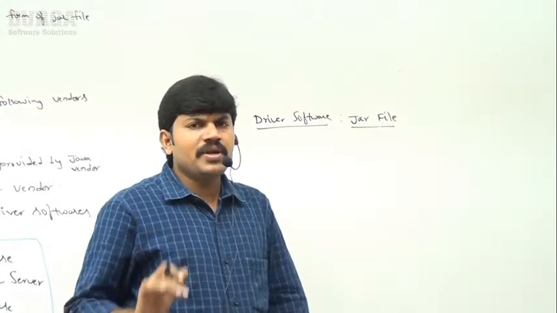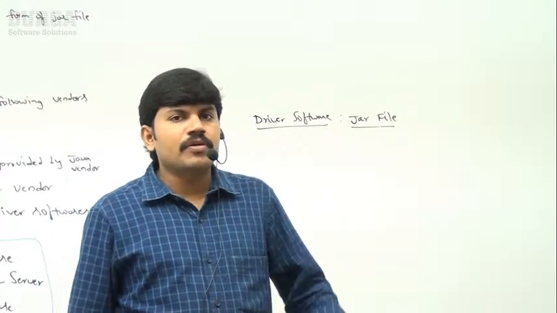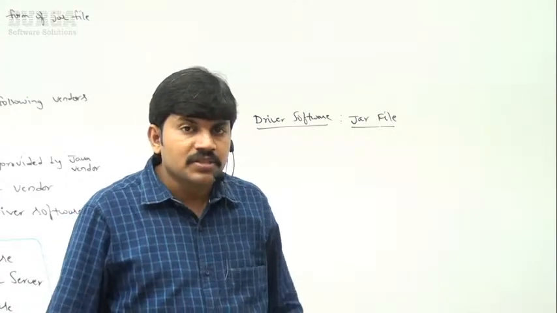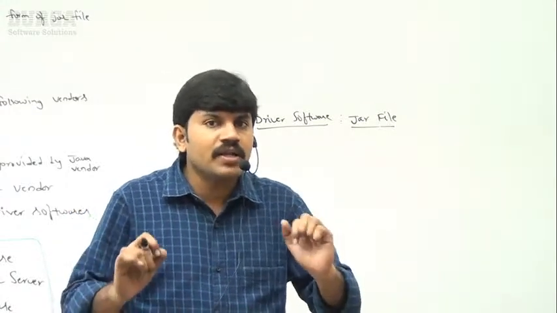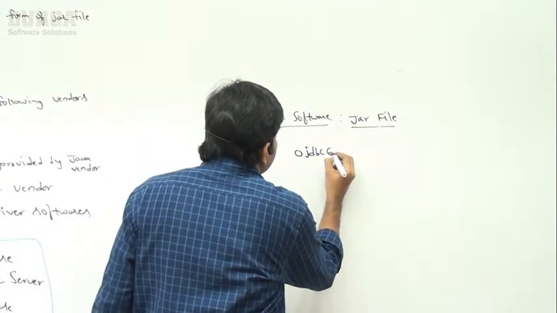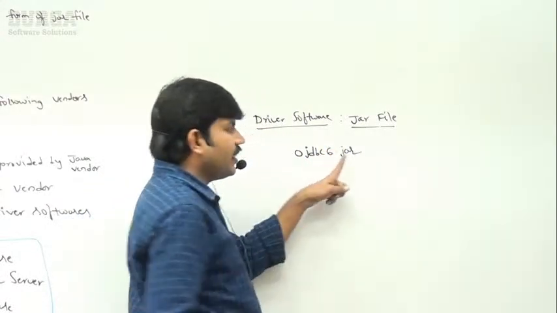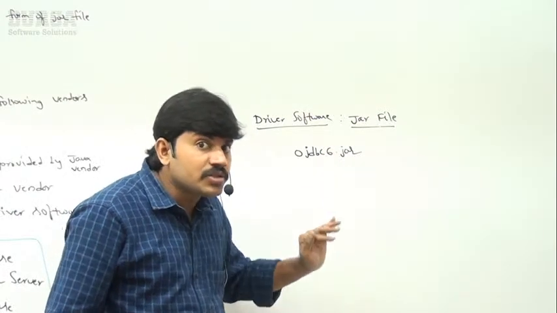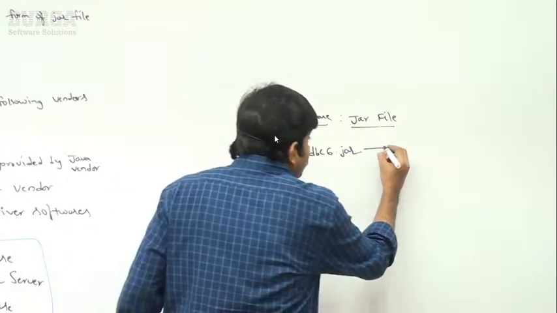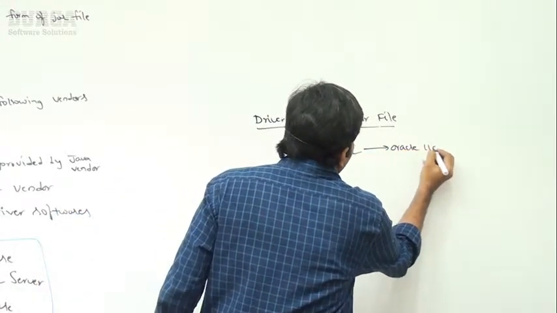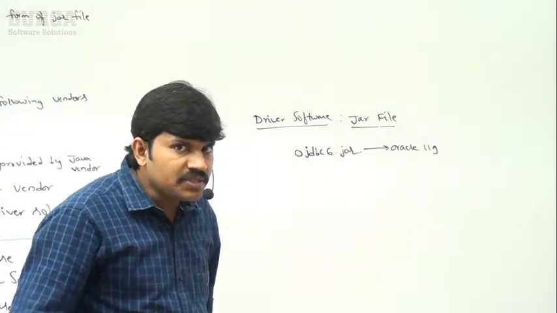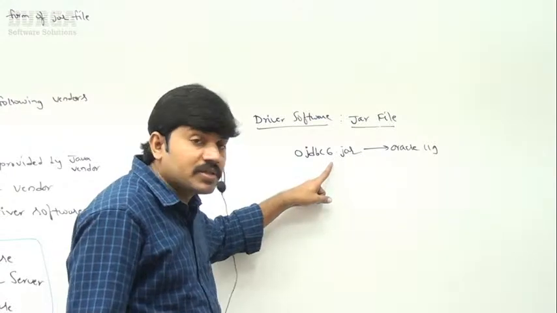Remember this. Sir, my requirement is I want to communicate with Oracle database. Then I will ask, hey, Oracle people, can you please provide your driver software? Then immediately Oracle people are going to provide OJDBC6.jar. If you want to communicate with Oracle 11g, then we require to use which one, sir? OJDBC6.jar. This is the driver software, right?